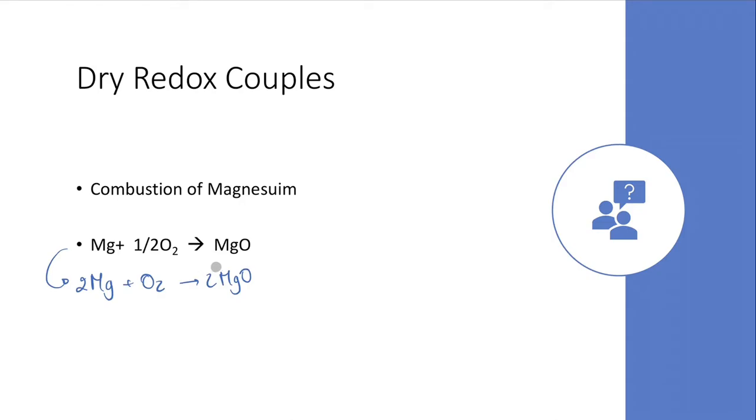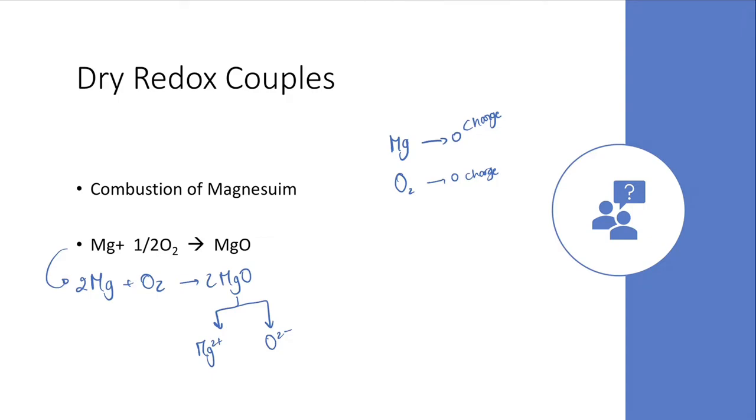Before discussing that, we have to mention that Mg is a neutral atom, and O2, or oxygen here, is a neutral atom, so the charge is equal to zero. Now if we want to dissect MgO, MgO contains Mg2+ and O2-.